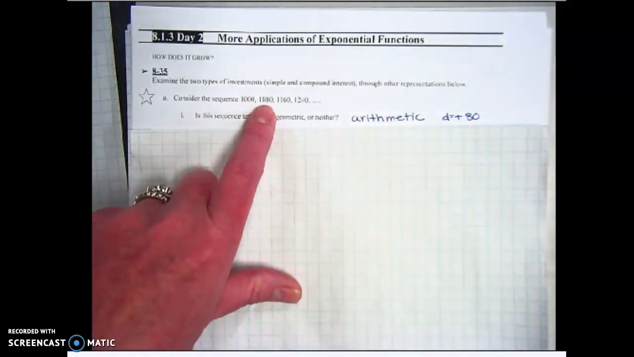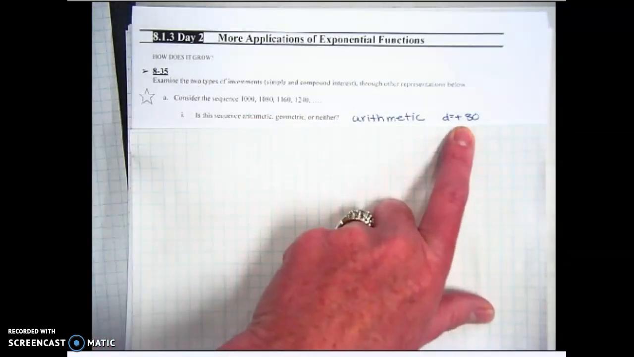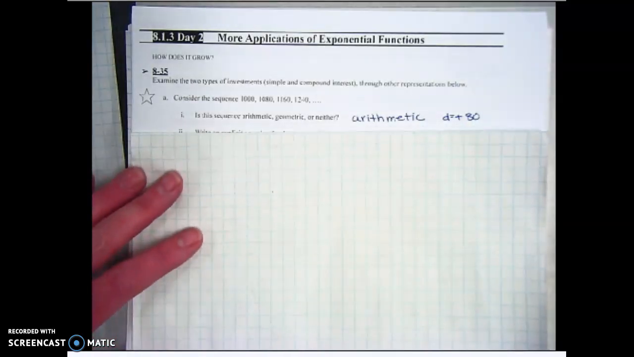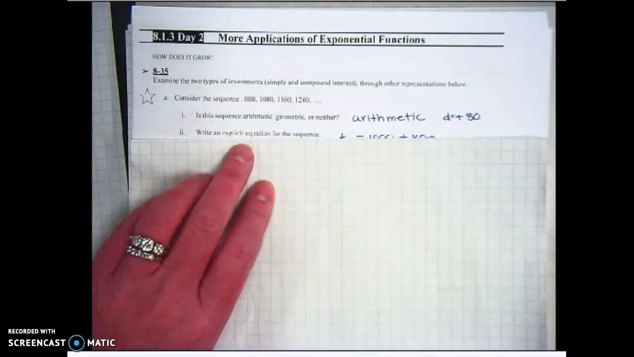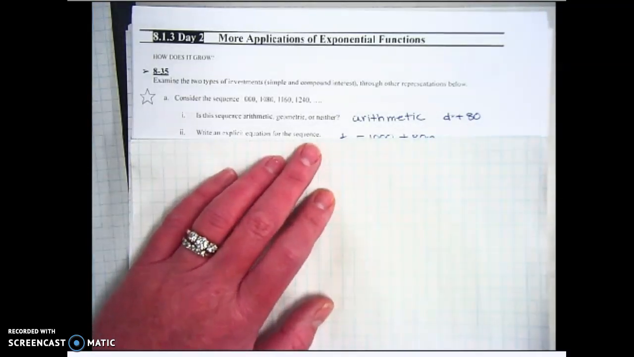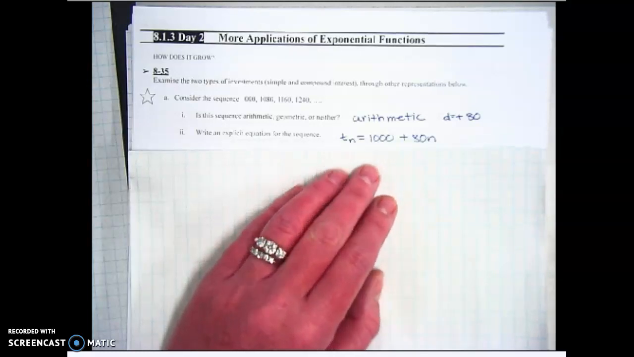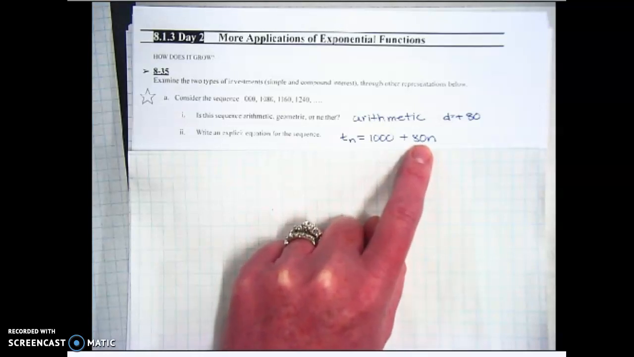And it is a sequence that is arithmetic, okay? From the first term to the second term, and then from the second term to the third term, you're simply adding 80 each time. That's what's called your common difference. And so they want you to take that information and write an explicit equation for your sequence. This one is what we call linear. It's increasing, but it's just increasing at a constant rate, okay? It's going to start at 1,000, and then every term it's going to go up by 80, right?